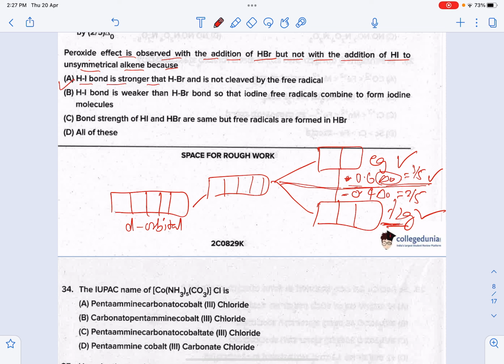The HI bond is stronger than HBr and is not cleaved by the free radical. In the presence of peroxide, HBr is cleaved by free radicals, but the HI bond is a much stronger bond, so free radicals are not able to cleave this bond.